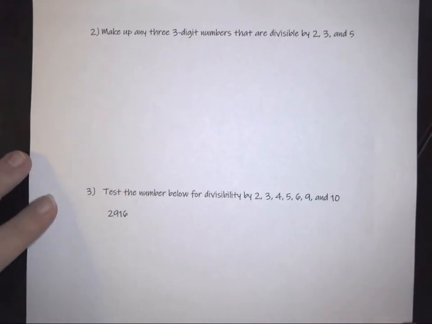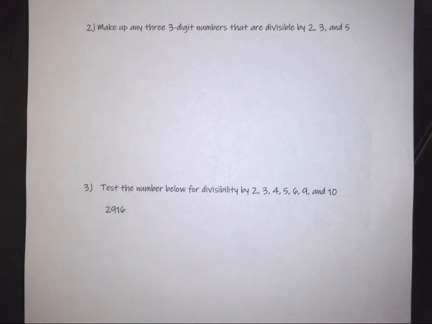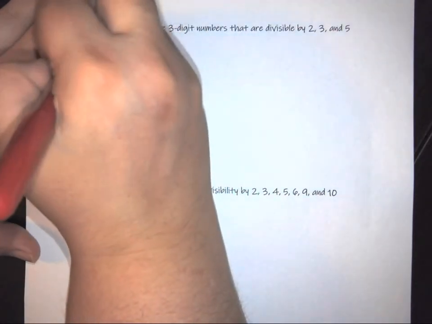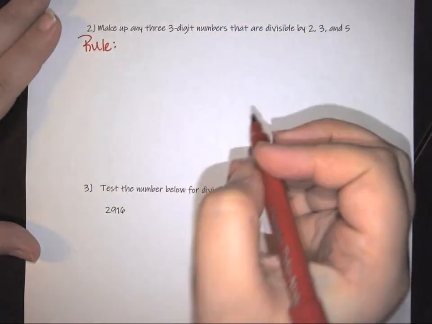Now, the next one we want to look up is the question that says, make up any 3-digit numbers that are divisible by the following: 2, 3, and 5. So the first thing that we need to do is look at what are the rules I have to follow. So I need to know my rules.